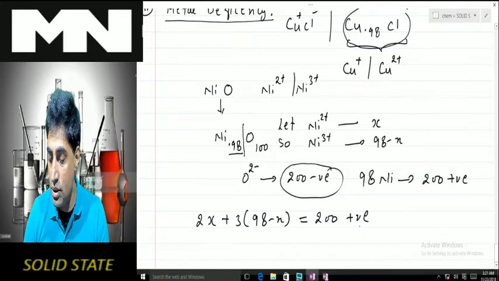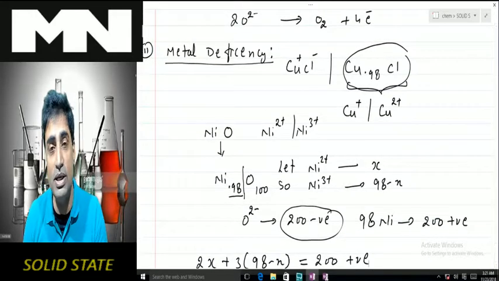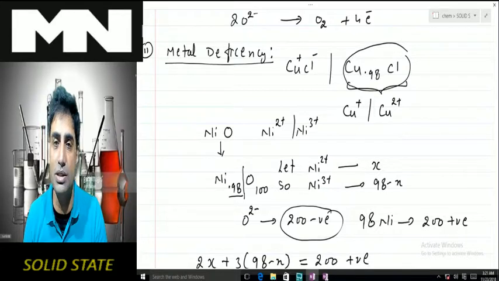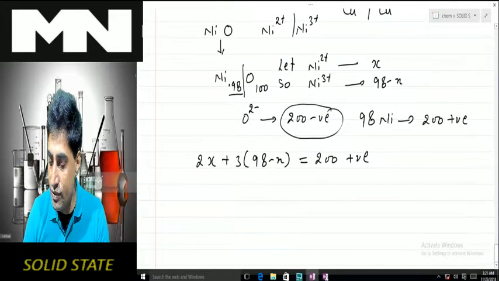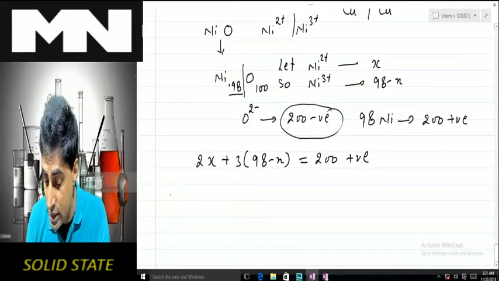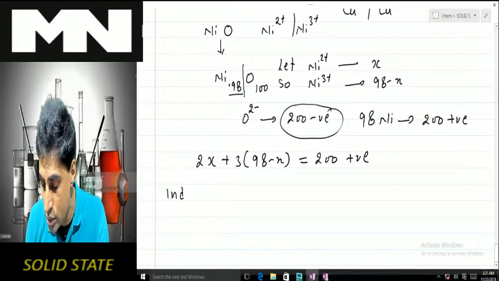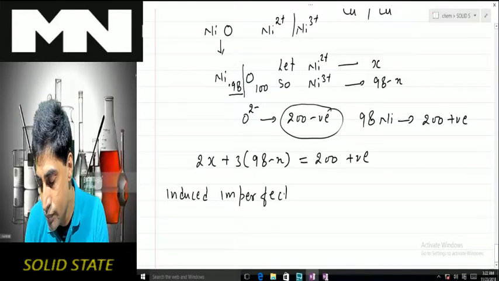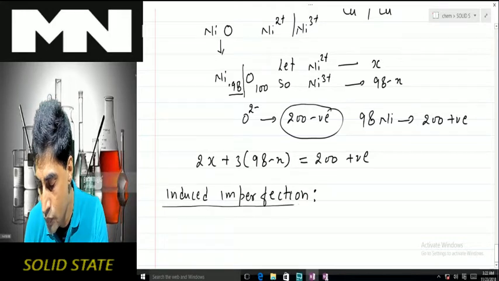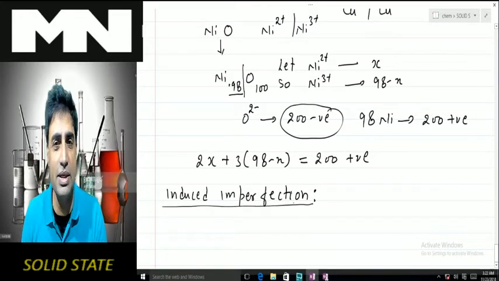So this is metal deficiency. So metal deficiency imperfection can be exhibited only by crystals in which metal can exhibit more than one oxidation state. After this, I'll tell you something about another imperfection, induced imperfection, where I'll talk about some of the semiconductors.